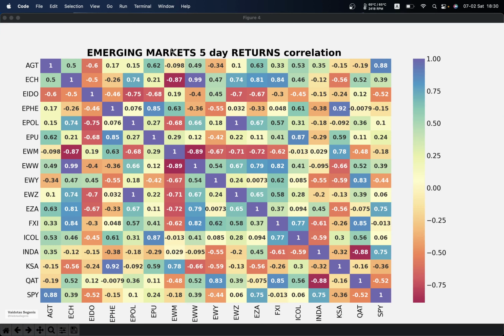Okay, so return correlations. Of course, I added SPY, and what we can see is that EIDO has negative correlation, EWY has negative correlation, KSA, QAT, that's what you can expect because some of those are of course oil related. From positive low correlations we see ECH, EPU, Poland, EWZ. Actually, when correlation is around 0, I don't consider it low. I consider that there is almost no correlation.